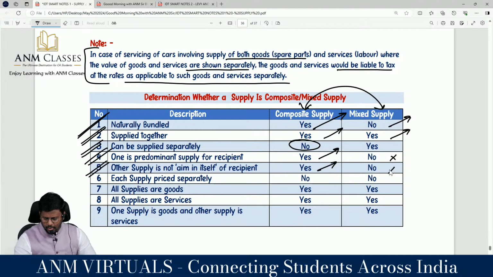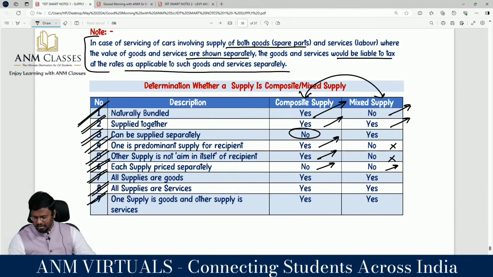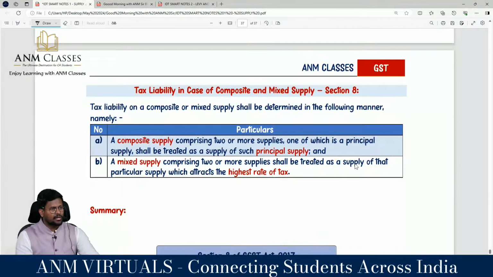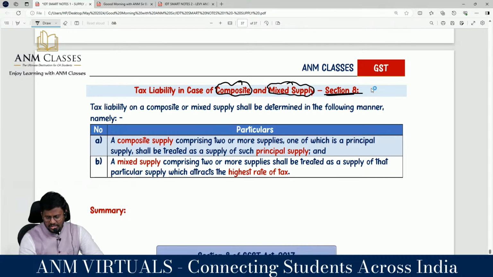Is each supply priced separately? No. Sir, it should be for all supplies goods: yes. All supplies services: yes. One supply of goods, other supply services: yes. Are you really with me? Yes, sir. So we understood what is a supply, what is a composite supply, and what is a mixed supply. Sir, shall we talk about the tax rate for composite and mixed supply?